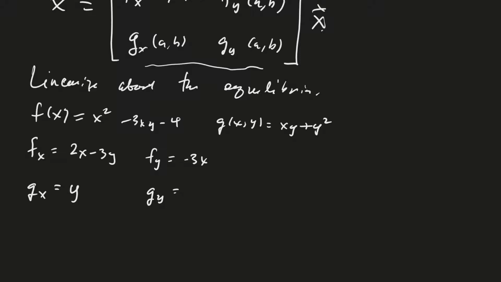Oh, wait a minute. I'm looking at the wrong thing. Where's my g? There it is. If I differentiate that with respect to y, I get x plus 2y. Very good. And now I plug these into my equilibria.